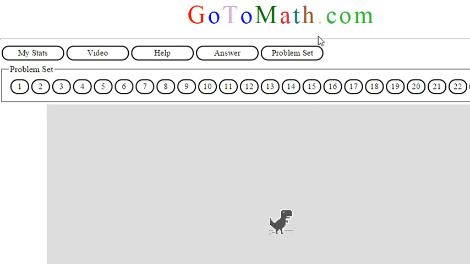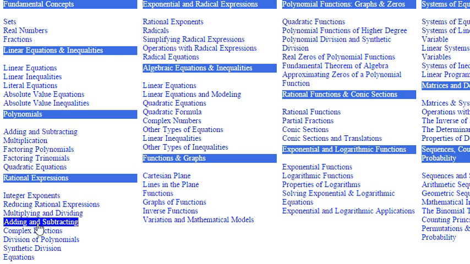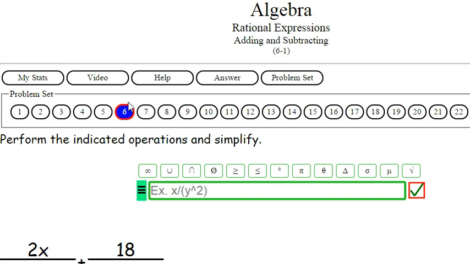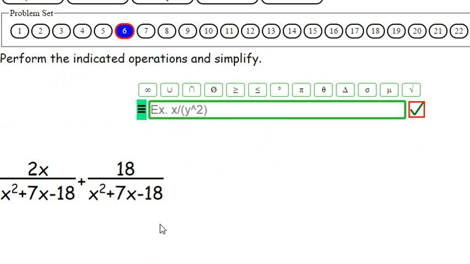Okay, we're over here at GoToMath.com. We're doing Algebra. Let's go down to adding and subtracting. That's right, we're learning how to add and subtract. Can you imagine that? And I think we're doing 6.1, I hope.